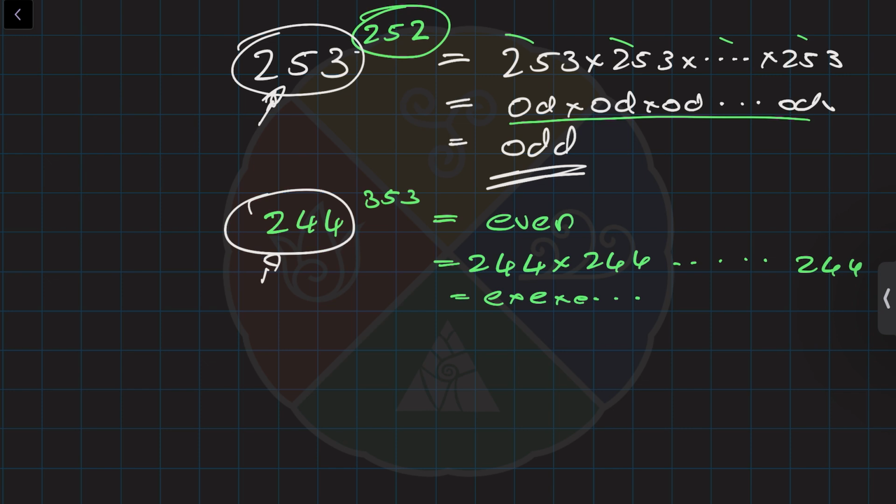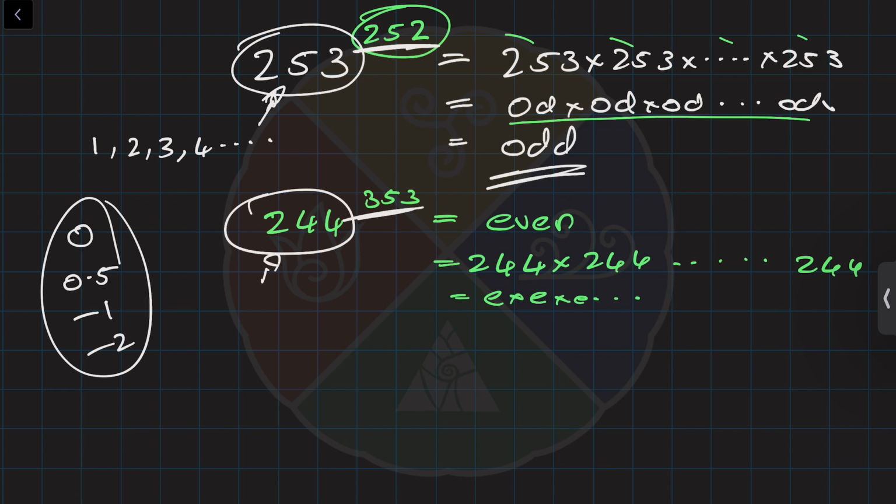And this only applies when the power is a natural number. That means the power should be a number like 1, 2, 3, 4, something like that. If the power is 0, or if the power is some point values, or if the power is some negative values, then we cannot say, because we won't even know. If it is 0, then the number is going to become 1, like 32 raised to 0 is 1. So that is going to be odd. But in other cases, we won't even know if the number is going to be an integer or not. So we can't say the answer.